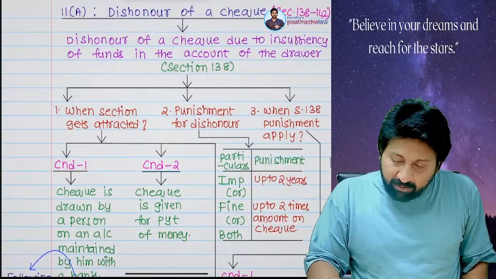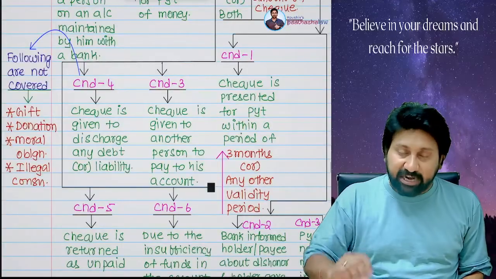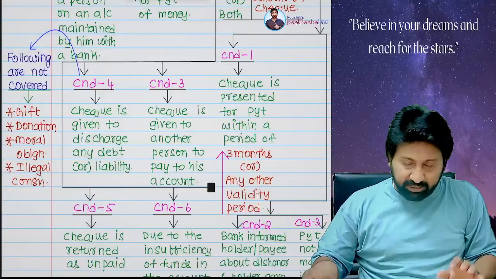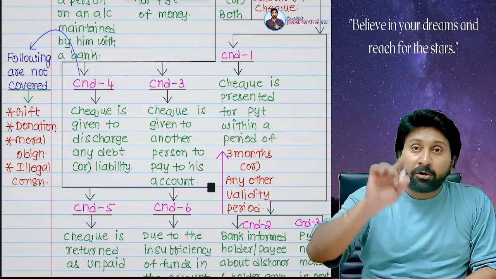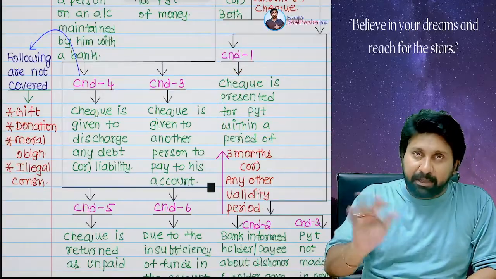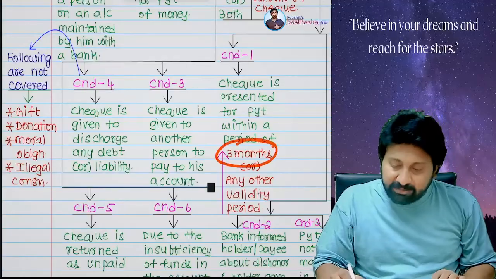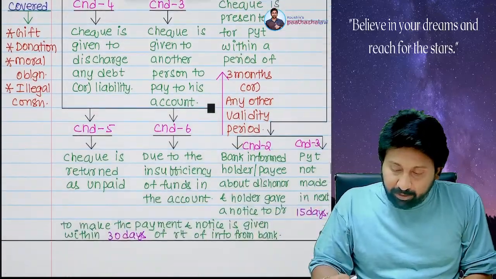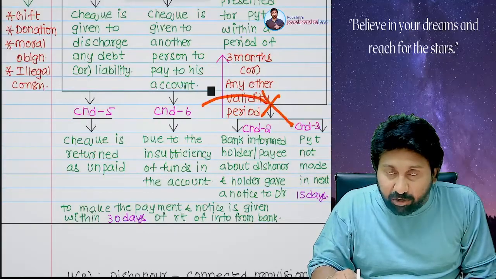Next. When will the Section 138 punishment apply? You can punish if some conditions are satisfied. To punish a person, first to attract dishonor, 6 conditions. To punish him, again 3 conditions are there. The check is presented for payment within the time period. Means you should present the check within the time period. What time period? Within 3 months or other validity period, whichever is earlier.